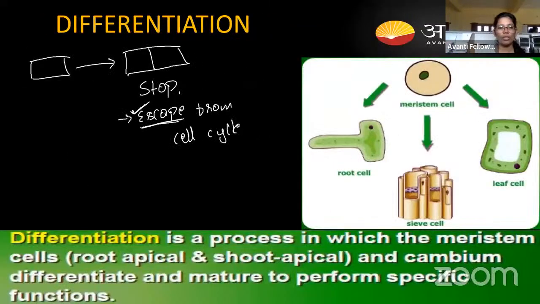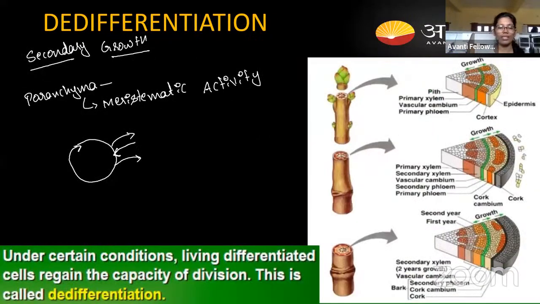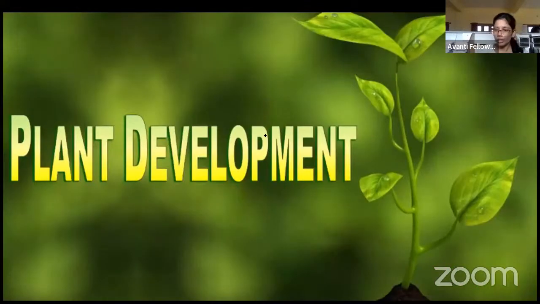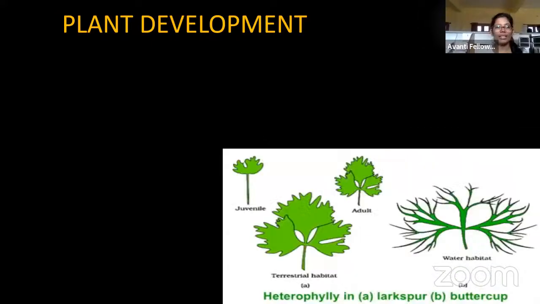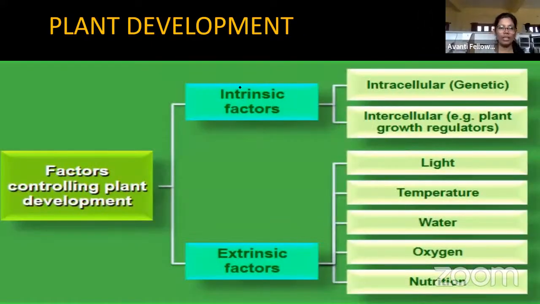Okay. This is about differentiation, de-differentiation, and redifferentiation. There is one last small concept, that is plant development. So plant development has some factors which will be controlling it.